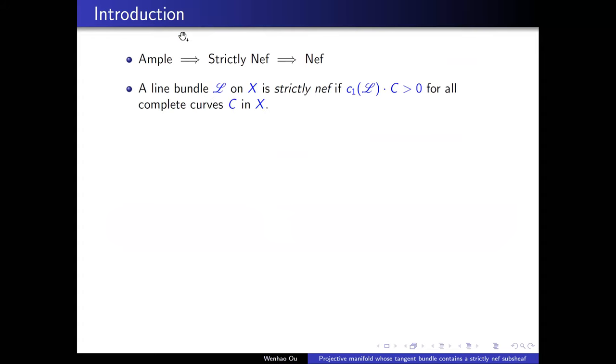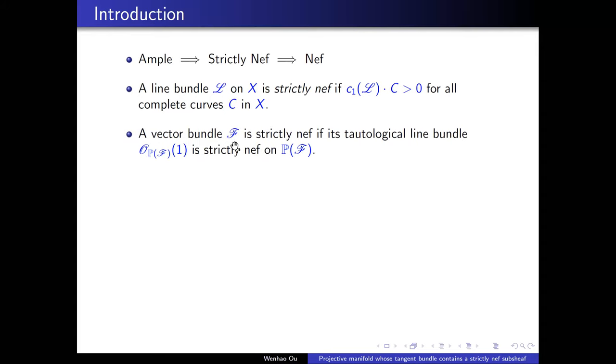Let's first recall the definition of a strictly nef sheaf or strictly nef bundle. A line bundle L on X is strictly nef if its intersection with any curve is strictly positive, for any complete curve C in X. And we can define in the classic way the nef positivity of a vector bundle. A vector bundle F is strictly nef if its tautological line bundle O(1) is strictly nef on the projectivized bundle P(F). In particular, we can see easily that if a line bundle is strictly nef, then it can never be trivial, not even numerically trivial. And we can also show that if a vector bundle is strictly nef, then it cannot be a trivial vector bundle. This positivity condition excludes the trivial bundle.